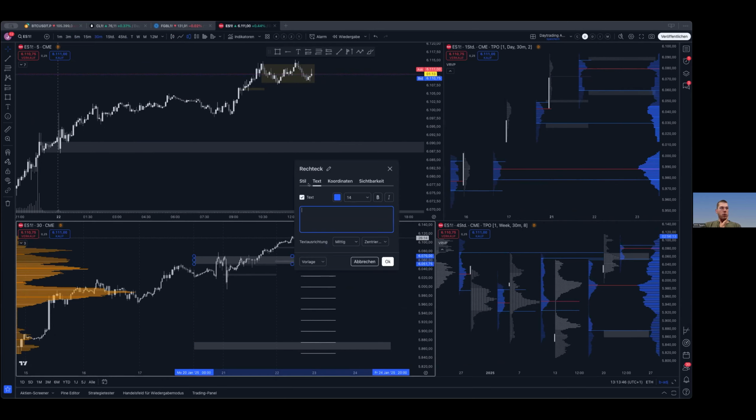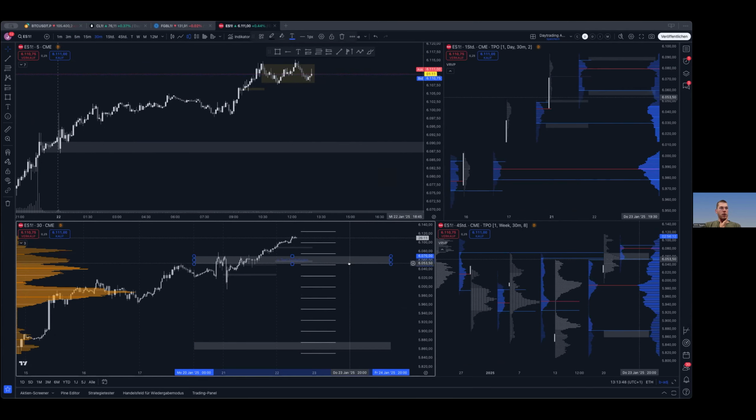I also had a time where I marked those zones green or red. As long as I was above the zones, I marked them green. When I was below them, I marked them red. But that was sometimes kind of confusing. I tested it out, but now I'm not doing it that way anymore.